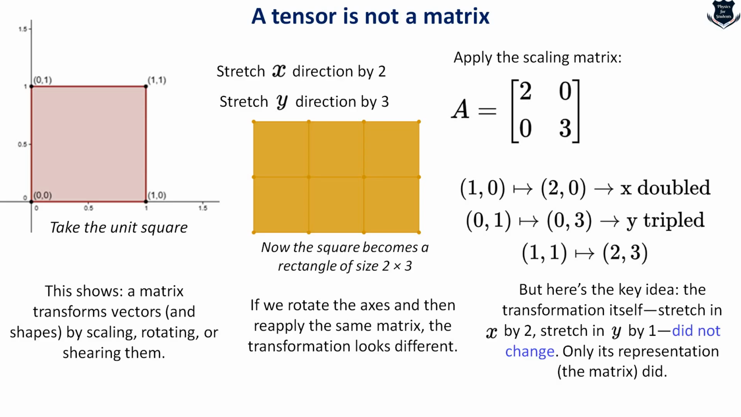shearing them. If we could have shown a shear, that would have been better. But anyway, what it shows is that the transformation itself stretches x by 2, and it does not change the overall rectangle or the square shape.